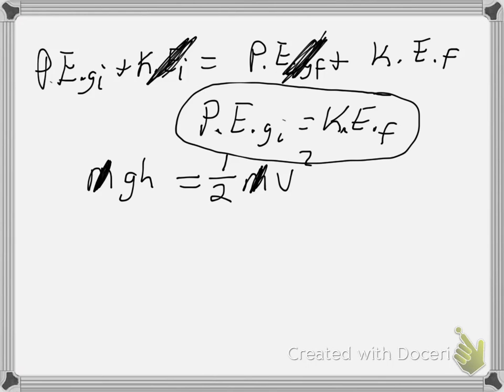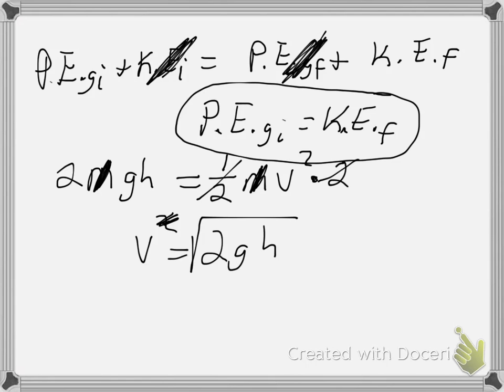A 1 pound brick is going to strike the ground from 10 meters up with the exact same velocity, neglecting air resistance, that a 15-pound bowling ball will. Okay, so mass does not matter. As long as air resistance is negligible, mass does not matter. So, continuing to solve, we'll multiply both sides by 2 to get rid of the 1/2. So v squared equals 2gh, and then we'll take the square root.